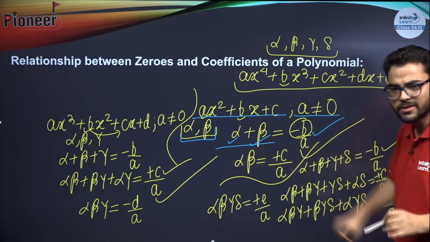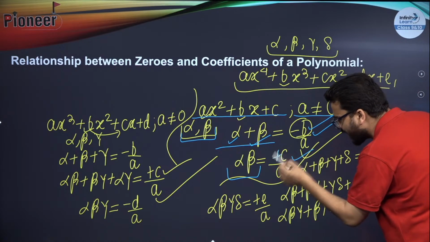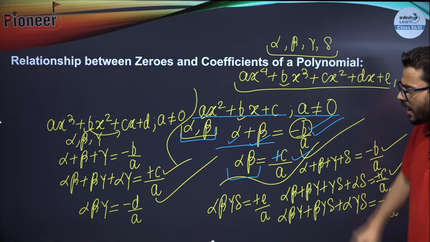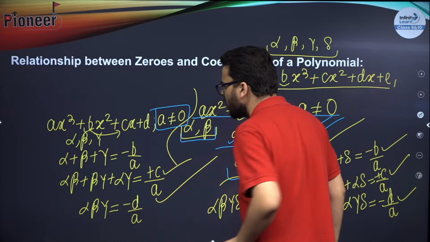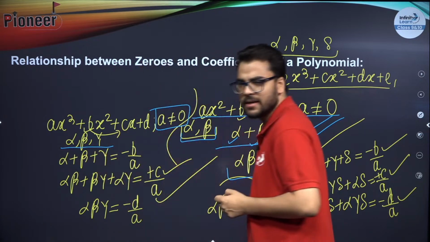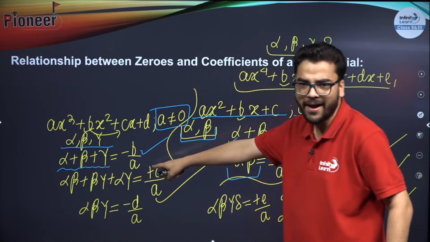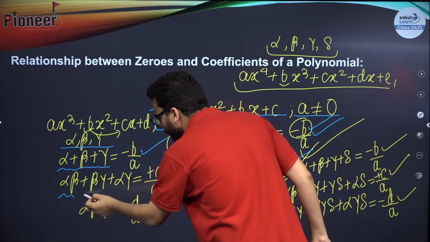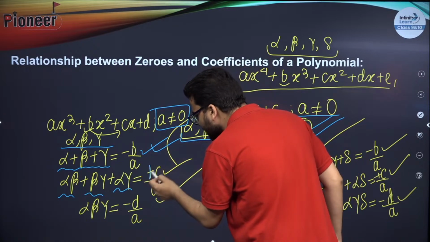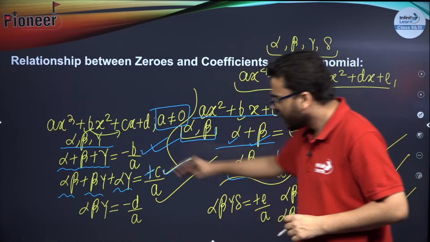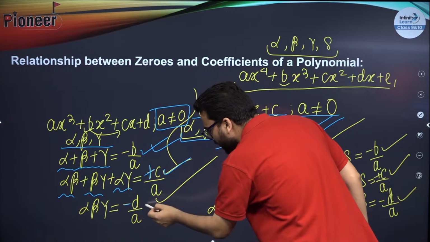Now take two zeros at a time, minus b by a to plus c by a. Change the sign to plus c by a. I hope that is clear. Now if you have got a 3-degree polynomial, a cubic polynomial, obviously a cannot be equal to 0. So it will have maximum 3 real zeros. The same pattern, take one zero at a time, add them up. It will be again minus b by a. Now take two zeros at a time, alpha beta, beta gamma, alpha gamma. Add them up. Now you see this is minus b by a, change the sign to plus c by a. You got it? Now three zeros at a time, change the sign to minus d by a.